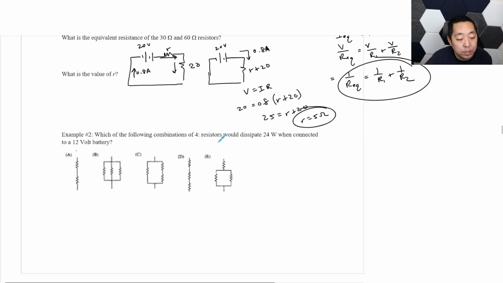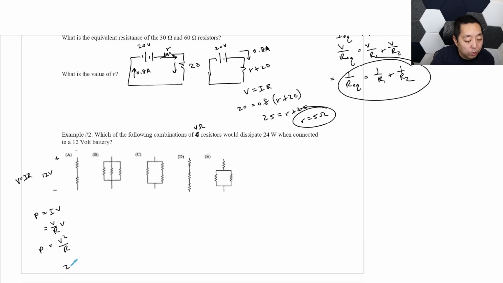Which of the following combinations of 4 resistors would dissipate 24 watts when connected to a 12-volt battery? So that means we want 12 volts here. Oh, these are supposed to be 4 ohm resistors. Okay. So again, if you're going to do P equals IV, you could look at it from equivalent resistance. I know the voltage is 12, so for the I, I'm going to replace it with V over R, because V equals IR, times V, which is V squared over R, is the power.